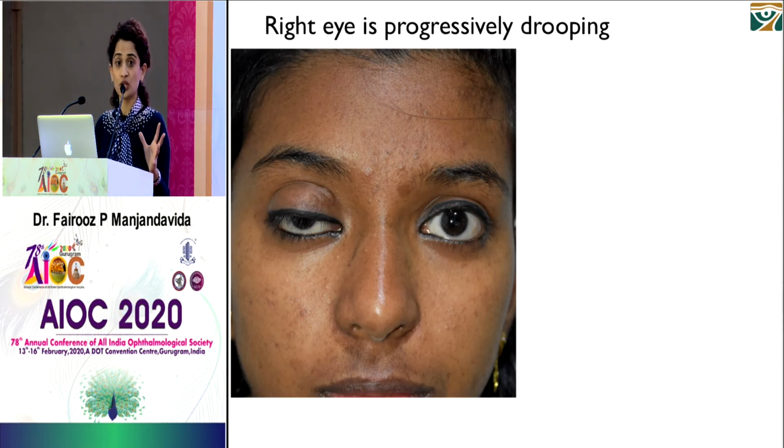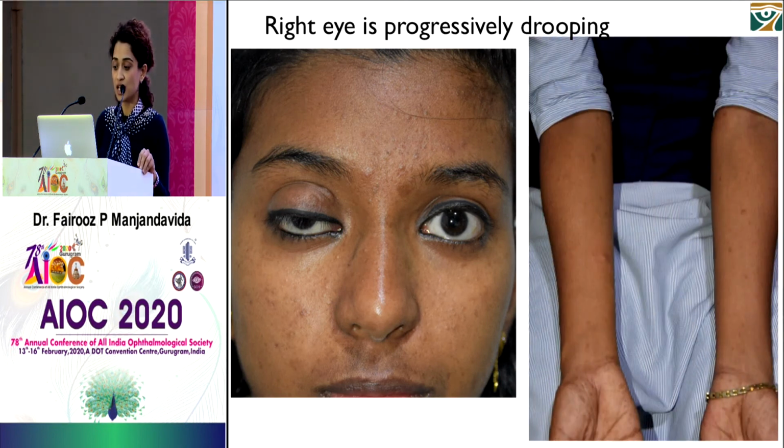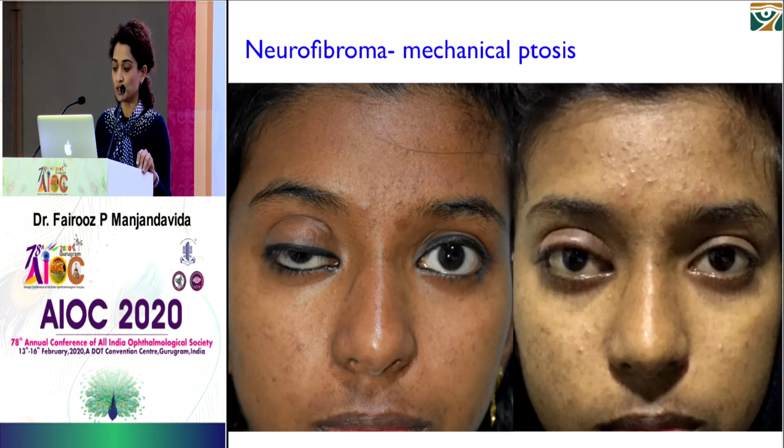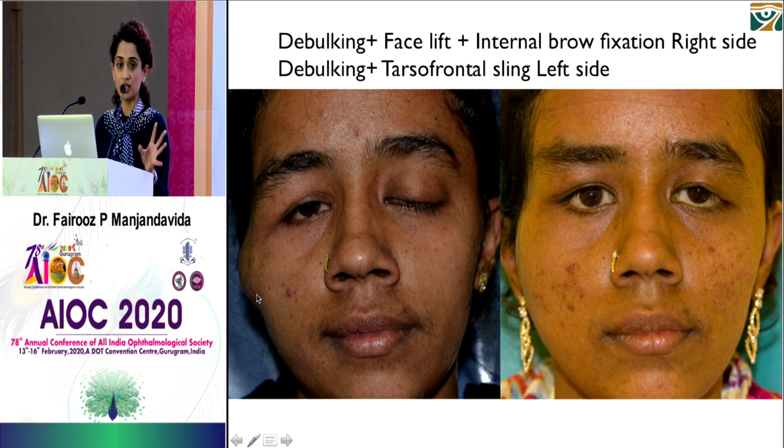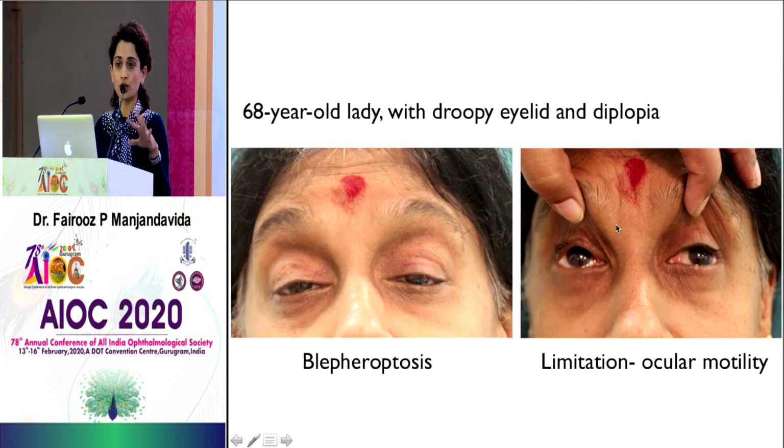There can be situations like neurofibromatosis causing a mechanical ptosis, as in this case. She has got cafe au lait spots, and what we did was excision of the levator LPS, resect maximum, and then gave a LPS resection. So in such cases where there is bilateral involvement of this massive neurofibromatosis, she has got a severe ptosis of the left eye and a ptosis of the other eye with this lesion over here. She received a debulking, facelift, internal brow fixation on the right side, debulking and tarsofrontal sling on the left side. So we need a lot of combination.